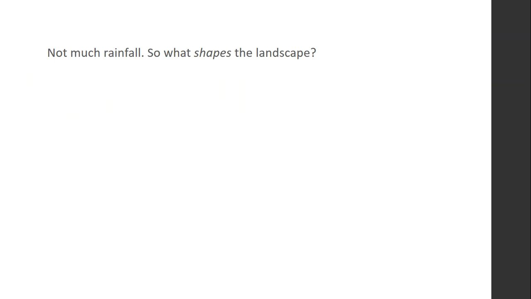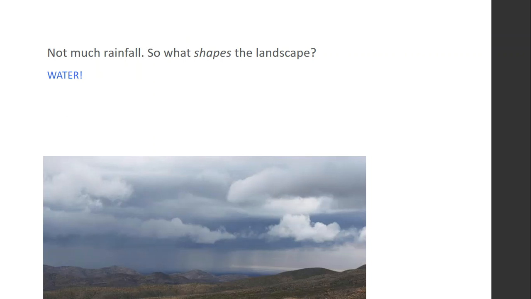So not much rainfall. So what happens that shapes the landscape? Still water. Water is still the most important factor. If there's one thing that I want you to remember from this chapter, it's that water is still the most important factor shaping these landscapes. They still get rain, most of them. They just don't get rain very, very often. And when it rains, it frequently pours, right? A big rain event comes in, and down it comes.